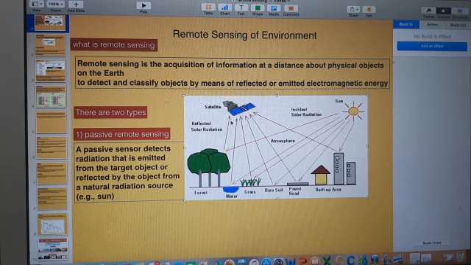Now, this receiving of information through radiations emitted or reflected from the objects on the surface of the earth, this is acquisition of information, and as you can see, this is at a distance. This is the concept of remote sensing.